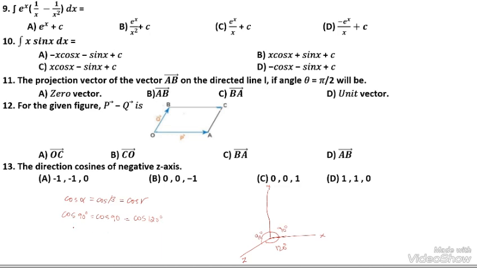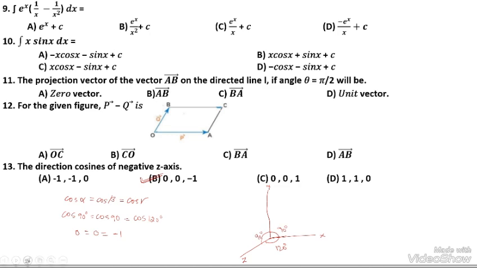By applying the values here, cos 90 will be 0. Here also 0. This is minus 1. So the direction cosines are 0, 0, minus 1. The option number B. Okay.